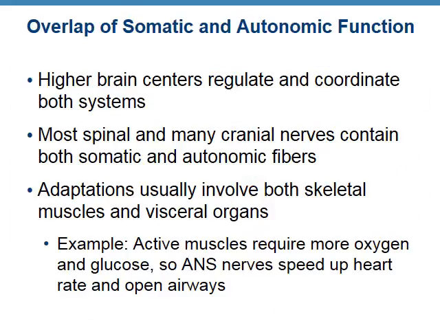This slide, I wanted to make sure that we understand that there is some sort of overlap between the skeletal and the autonomic nervous system. So your higher brain centers can regulate and coordinate both systems. You can come down and look at this example. If you're working out, if your muscles are active, they're going to require more oxygen and more glucose. So your autonomic nervous system is going to have to speed up your heart rate and open your airways so that you can breathe in more oxygen and move that oxygen and glucose to your muscles more quickly. So your spinal and your cranial nerves are going to be innervated with both somatic and autonomic fibers.